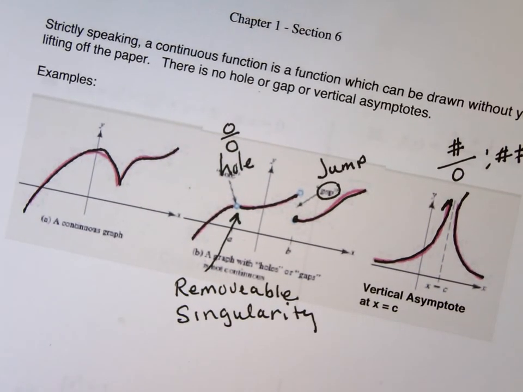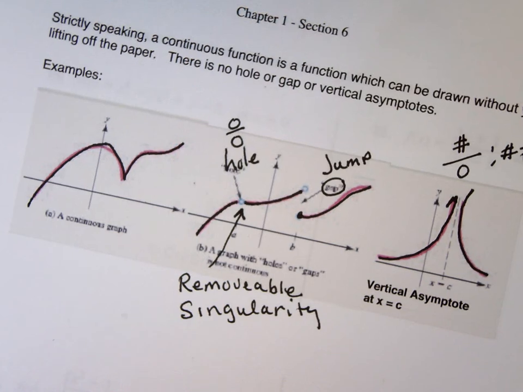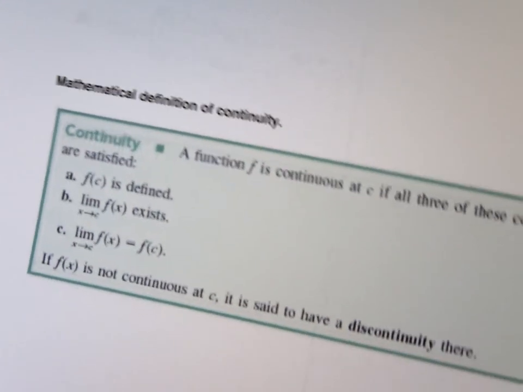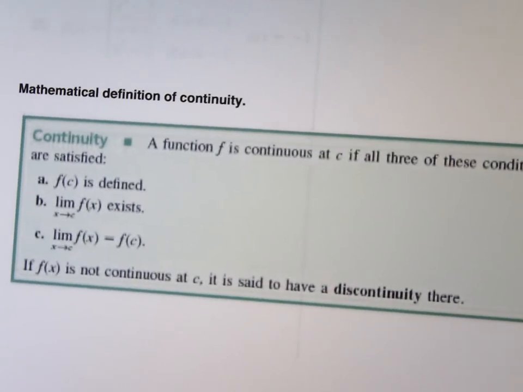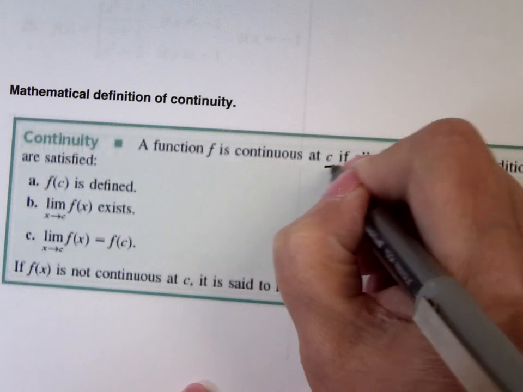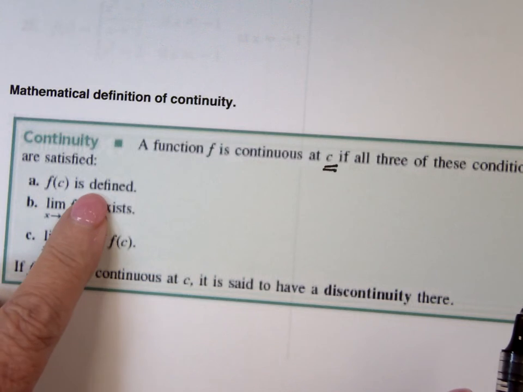So here we go. This is the mathematical definition of continuity. We normally are not going to have to worry about this, but we again have to cover it for some of the stuff we're going to do. And that's this. A function is continuous at c. We're only talking about a single number. If all three of these conditions are satisfied, all three have to be satisfied. f of c exists.